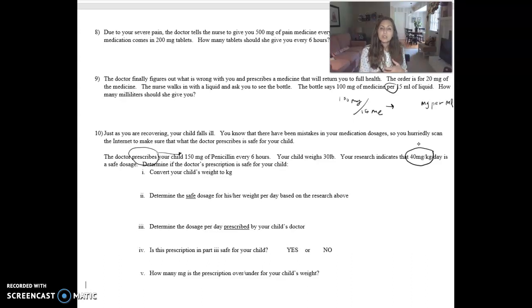Is your doctor's prescription appropriate for your child? And so you have to determine that. It's a yes or no question. And then how many milligrams is it over or under for your child's weight?